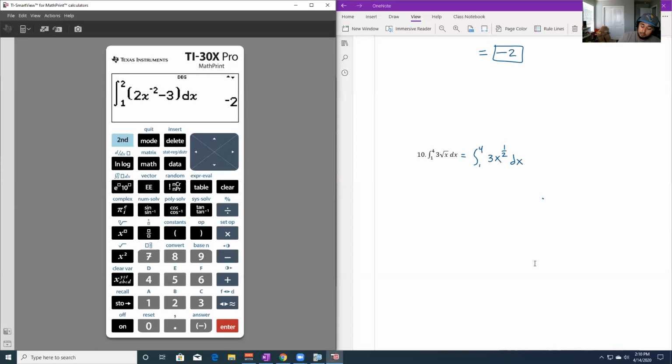All right, which means we are now ready, which means the 3 will wait outside, and you're going to power rule this one. And when I say power rule, since it's a fraction, I'll help you out. You get x to the 1/2 plus 1 over 1/2 plus 1. Make that 1 over 1. Get a common denominator of 2. Let's go, computer.